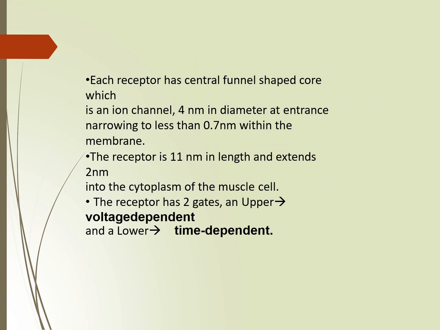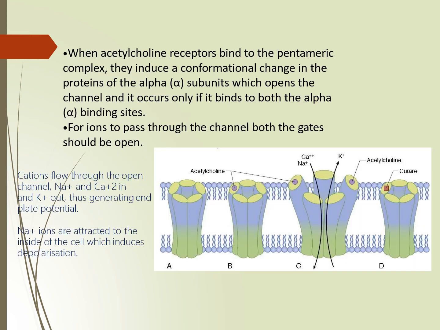Each receptor has a central funnel-shaped core which is an ion channel, 4 nanometer in diameter at the entrance, narrowing to less than 0.7 nanometer within the membrane. The receptor is 11 nanometer in length and extends 2 nanometer into the cytoplasm of the muscle cell. So don't worry about all these details. This is just for your knowledge. The receptor has two gates, an upper voltage dependent gate and a lower time dependent gate.